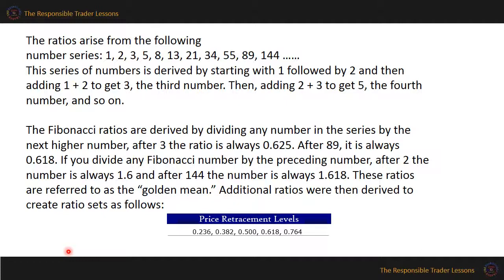Additional ratios were then derived to create ratio sets as follows: 0.236, 0.382, 0.500, 0.618, and 0.764. This set of ratios is used as price retracement levels and is used in trading as possible support and resistance levels. The reason we have this expectation is that traders all over the world are watching these levels and placing buy and sell orders at these levels, which become a self-fulfilling expectation.